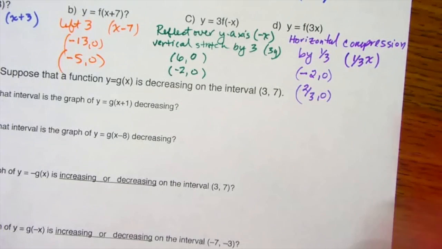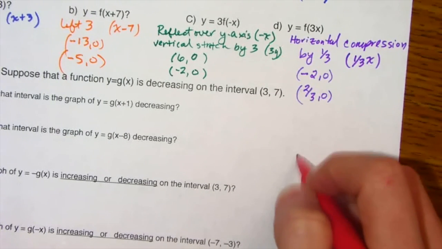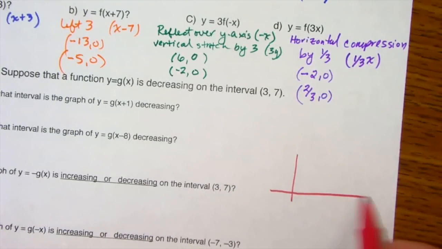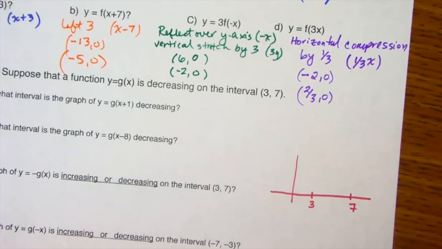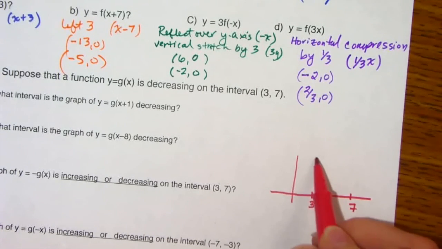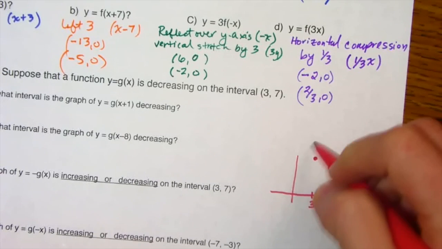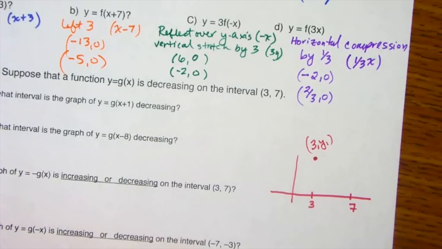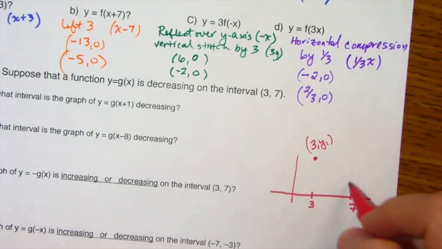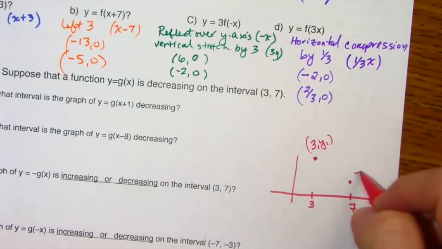So what I'm going to do down here, as a reference, I'm going to draw 3, 7, and I'm going to make up a random function, and it's just going to be linear because that's the easiest way to draw decreasing. And I know I'm going to put a point here. I'm going to call this 3, y1 because I don't know the y value. And then I'm going to put a point down here and make this 7, and it has some other y value that I also don't know.